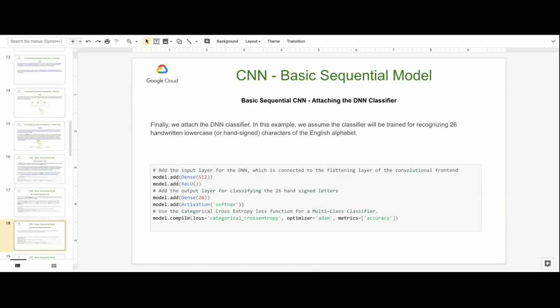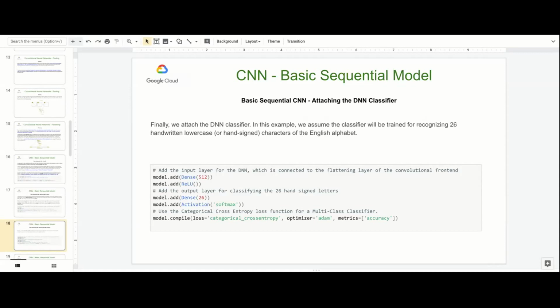In this example, I'm pretending those 128 by 128 grayscale images were handwriting or hand signed characters. Yeah, sign language. Actually, I did this a long, long time ago when I was first learning. I had a data set of grayscale images of the hand doing the hand signing of the 26 characters of the English language. And that's what this one was learning.